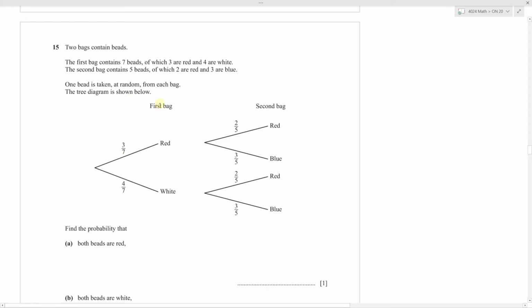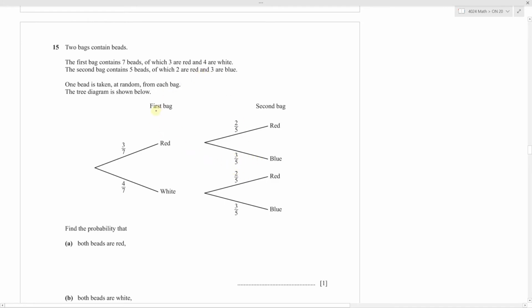So in the first bag, you have total 7. 3 are red, so your probability of red is 3 over 7, and then 4 are white, so your probability here is 4 over 7. And similarly for second bag, total are 5 beads, 2 are red, so your probability is 2 by 5 for red, and then 3 by 5 for blue.